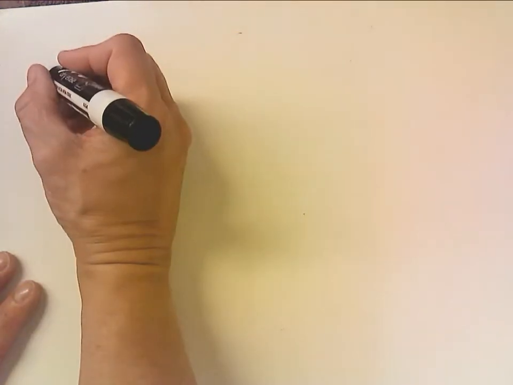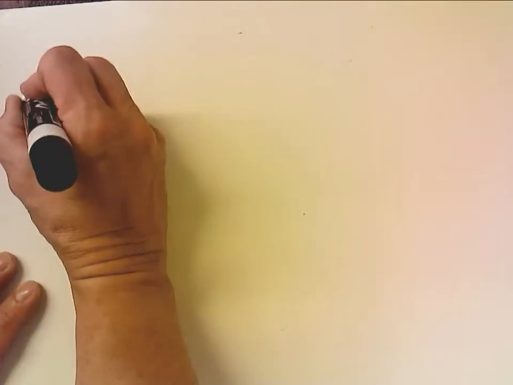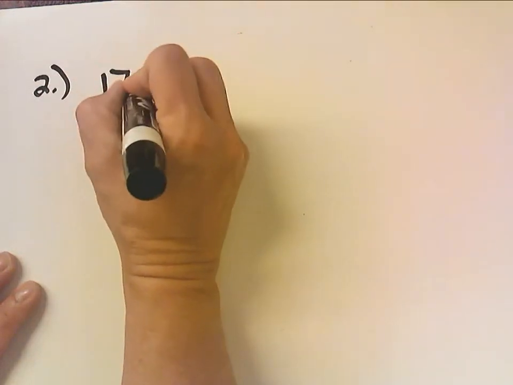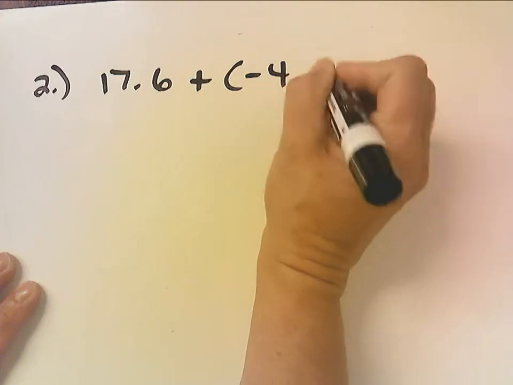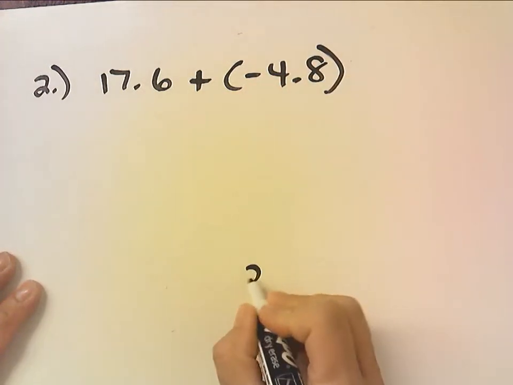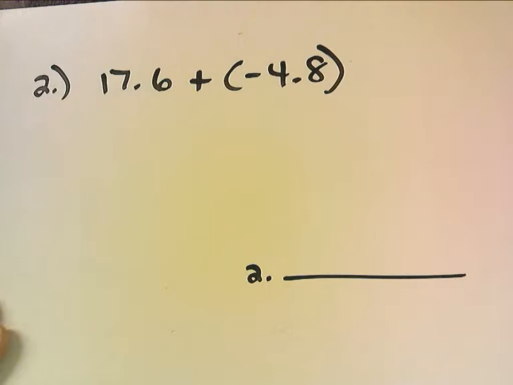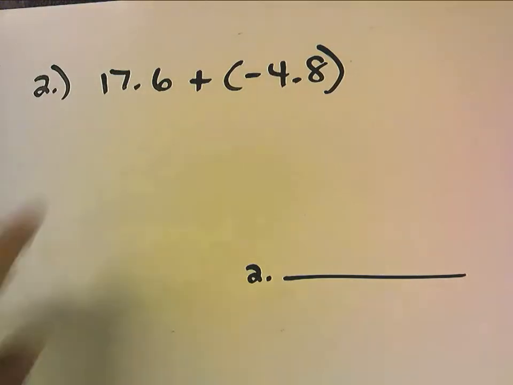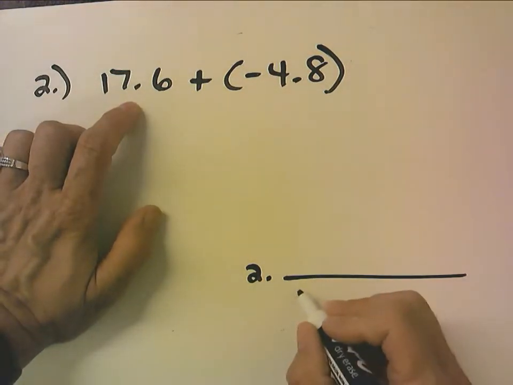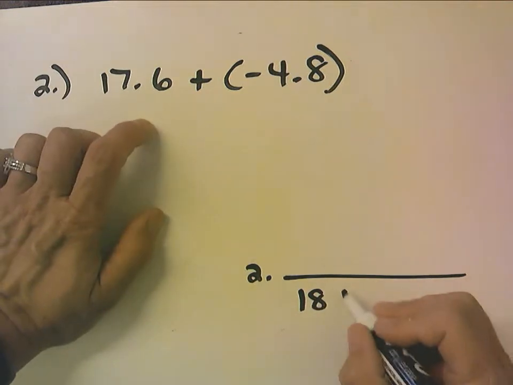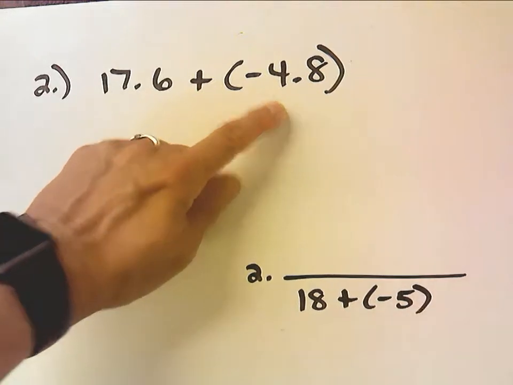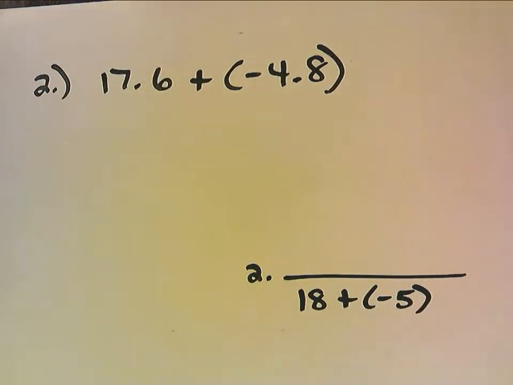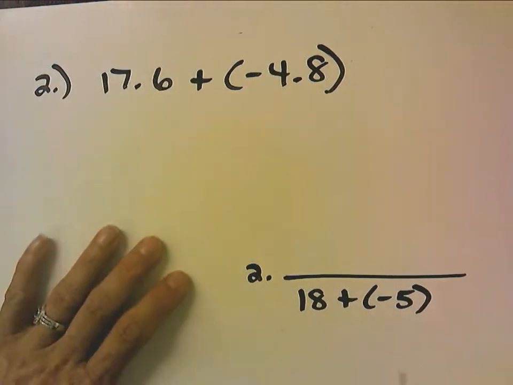Now, number 2, 17.6 plus negative 4.8. Again, I'm going to estimate. Now 17.6, very close to 18. Negative 4.8, very close to negative 5. So now if I'm adding an 18 and a negative 5, my answer's obviously going to be positive.